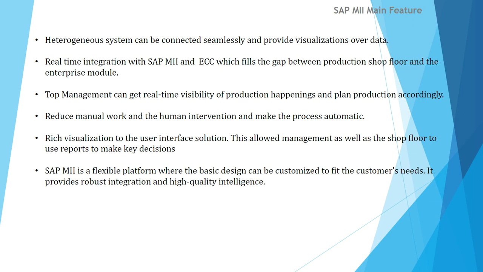Reduce manual work and human intervention and make the process automatic. By using SAP MII and SAP PCo, you can automate your plant. So everything you can automate. You can automate your robotic functionality. You can control your robot on the plant, and it will reduce your manual work, and it will also reduce the manual errors.